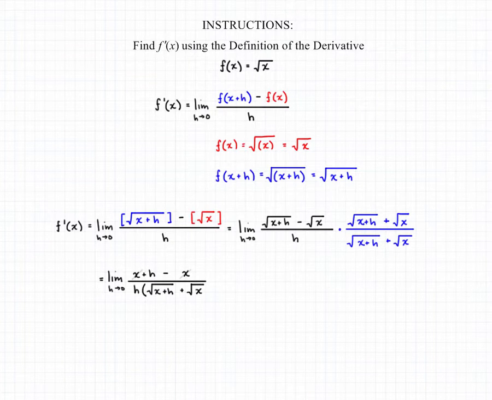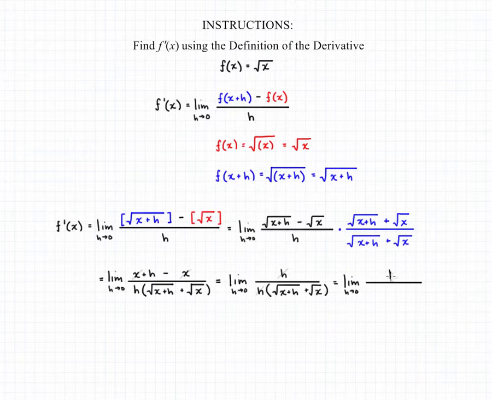This is going to allow us to cancel out the x's in our numerator. And now, in our numerator, we're only going to have an h, and we have an h in the denominator, which is being multiplied. So we can divide those out as well and say h over h is equal to 1. And so this is going to give us our final simplification, which is the limit as h approaches 0 of 1 over the square root of x plus h plus the square root of x.